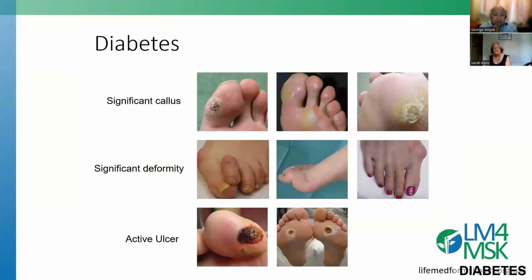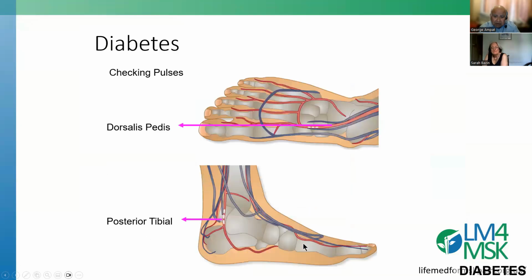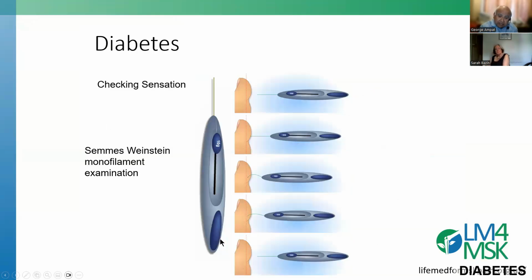And this happens with diabetes. You can have callus formation, you can have deformity, you can have an active ulcer. And once this happens, then it is a slow progression, and it's very difficult to control it. Yes, it is important in diabetics that we need to see the pulses. So you have two pulses in the foot. One is in the front, the dorsalis pedis. The other one is the back, the posterior tibial.